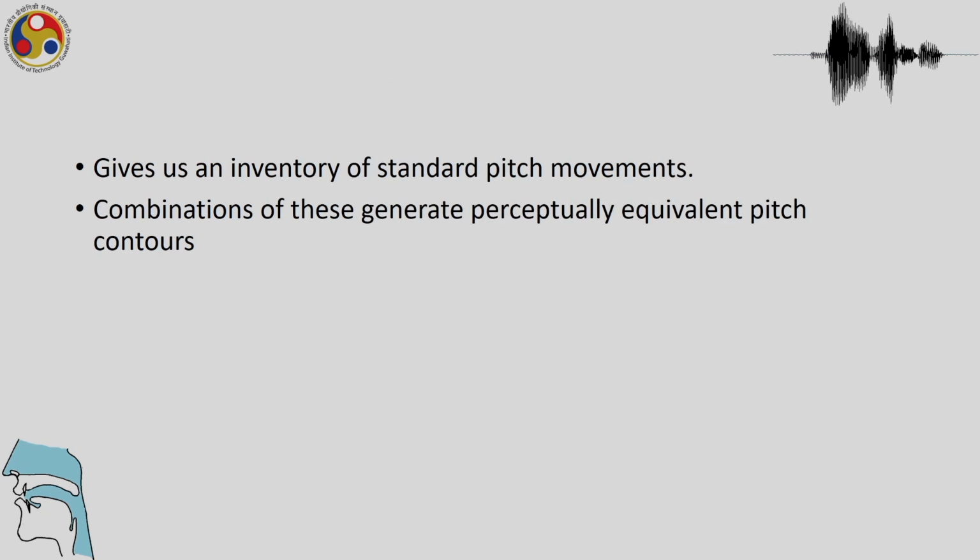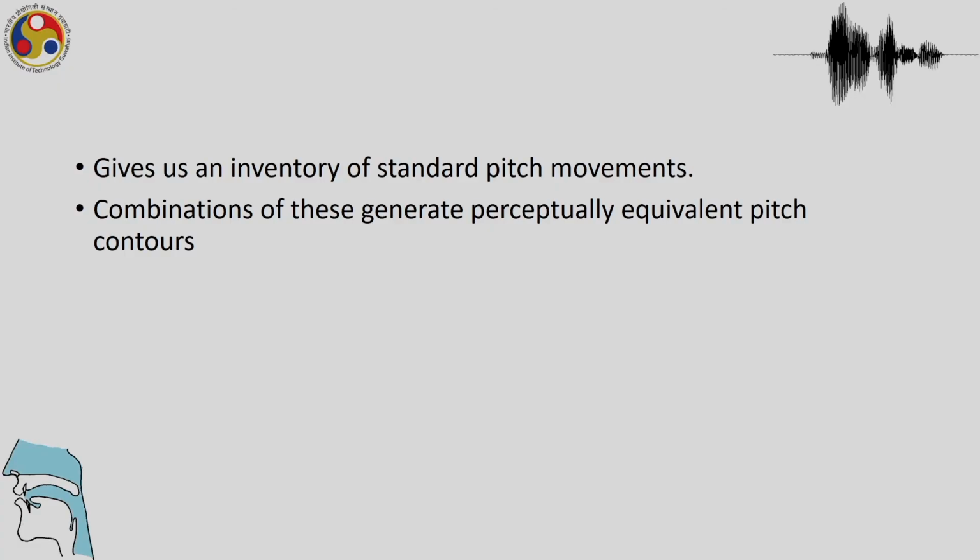Such a model gives us an inventory of standard pitch movements. Combinations of these generate perceptually equivalent pitch contours. So it can give us standard pitch movements, that these are the pitch movements we have to find in an utterance, and these are the ones that can be predicted to be found in an utterance, and also that the combinations will give you the contours.